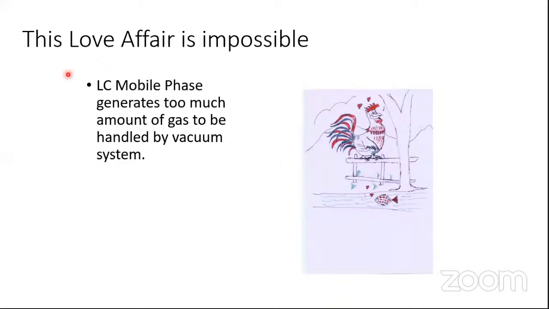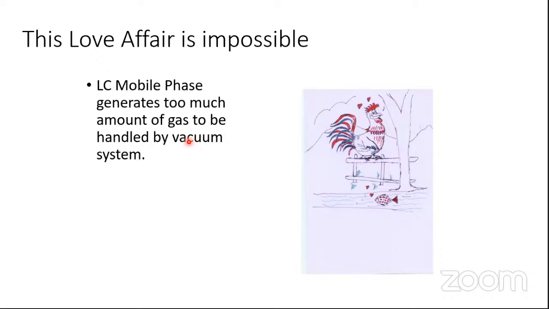One more reason why people felt that LCMS is not possible is the mobile phase. The mobile phase in LC, the solvent being a low volatile solvent, can be easily vaporized. Still, the compounds which are soluble in the solvent cannot be vaporized. So again, there is a challenge. But more of a challenge is that the LC mobile phase generates too much gas to be handled by the vacuum system. Now, GC is connected to MS. It also has a vacuum system, but GC has a carrier gas like helium, which goes into the vacuum system of the mass analyzer along with the sample molecules.